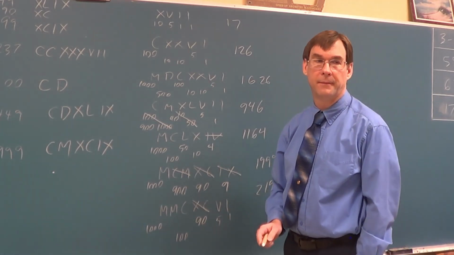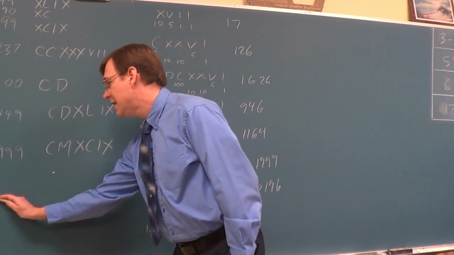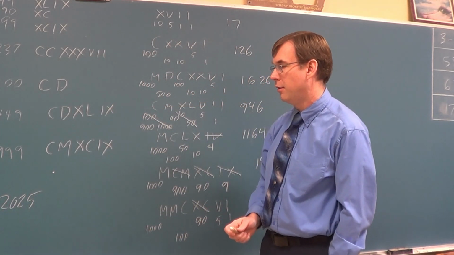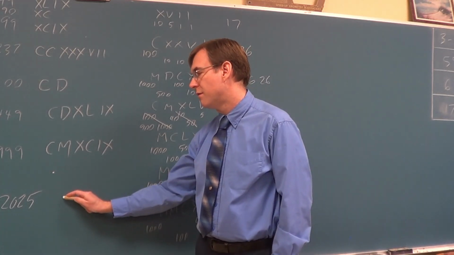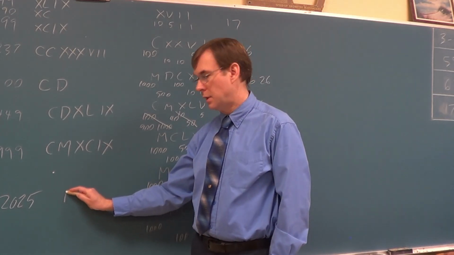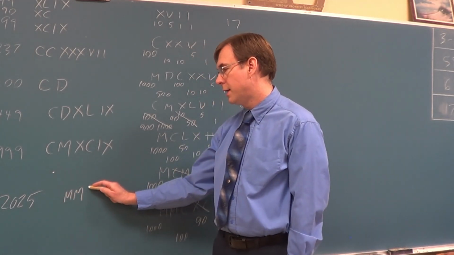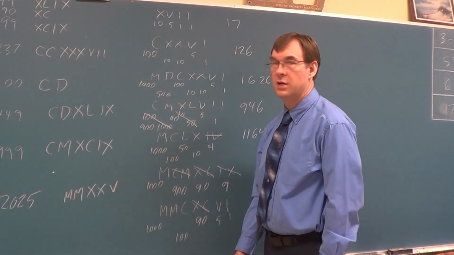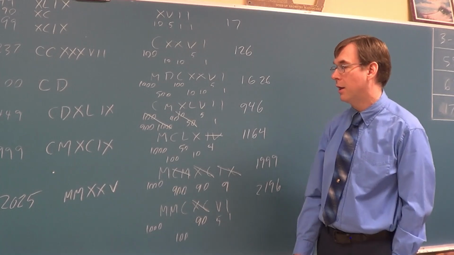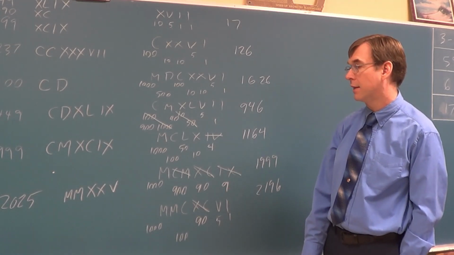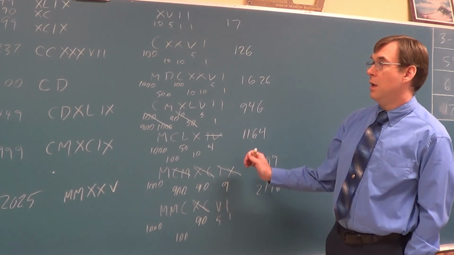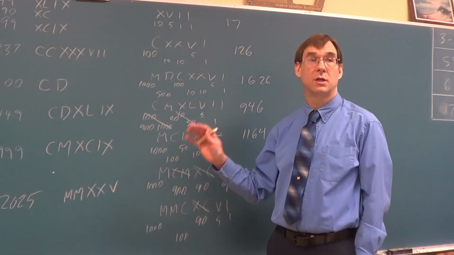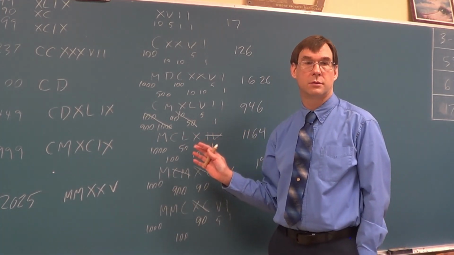Question there. Let's do one more. We have an easy year this year. 2025 is not too hard to do. So for 2025, do the 2,000, MM, then do the 20, XX, do the 5, V. So you got a pretty easy year that we're on right now on our calendar, because nothing needed to be subtracted. But that's our rules, that's our stuff, that's our game. Question, anything about Roman numerals?